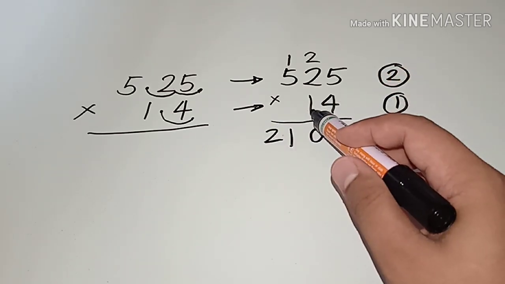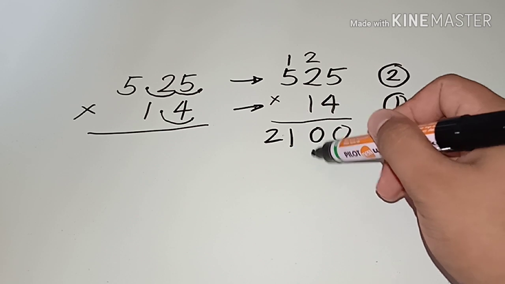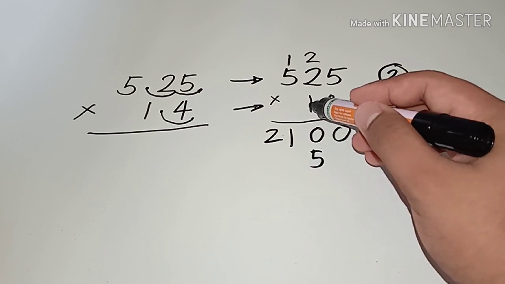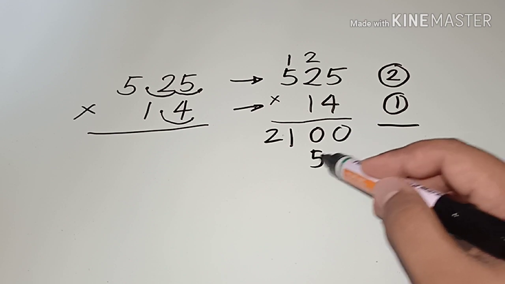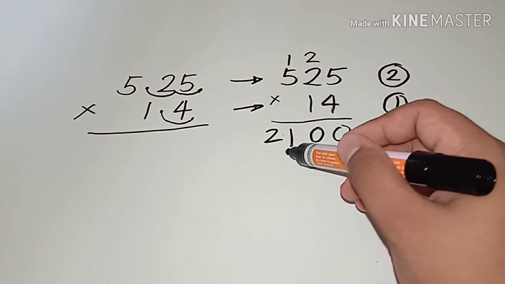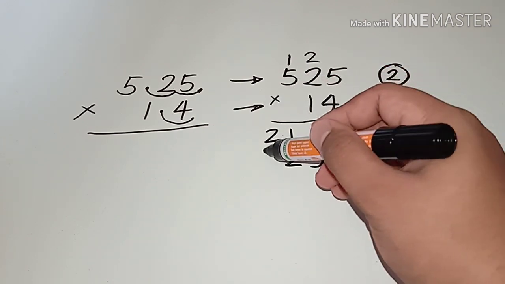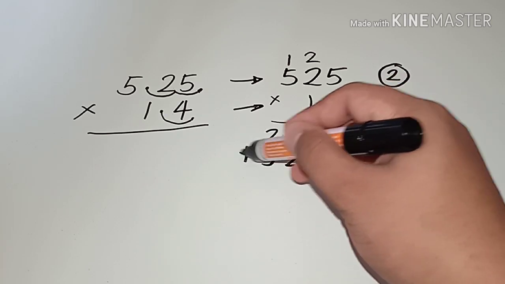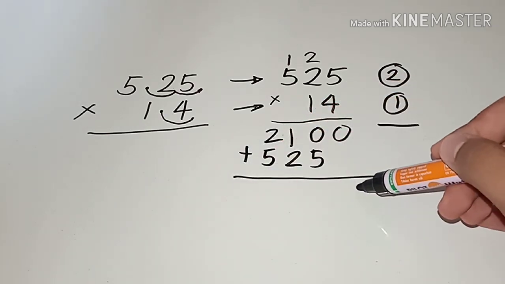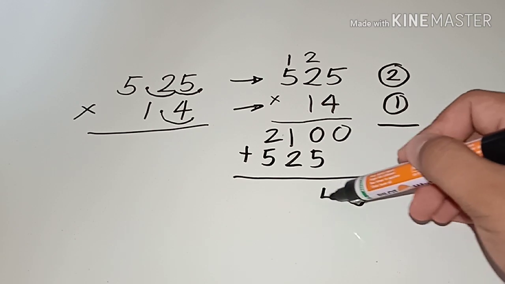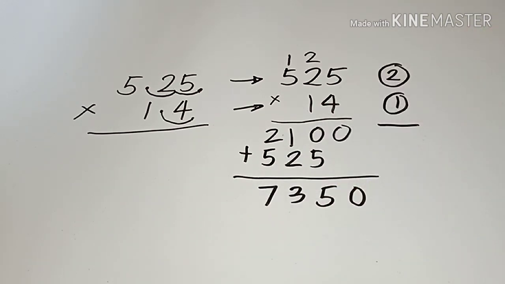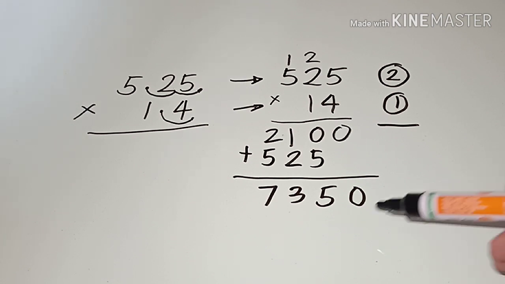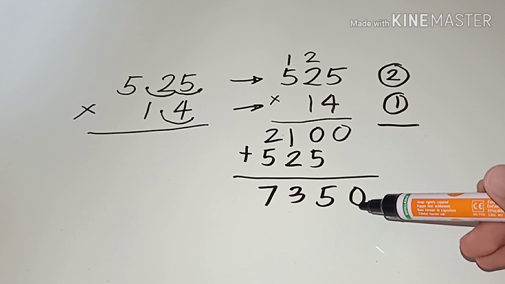Then let's move on to the tens place. 1 times 5 is 5. Since we are multiplying in the tens place, you also have to put it in the tens place. Do not put it here in the ones place. So 1 times 2 is 2, and 1 times 5 is 5. Then you just have to add those numbers. So you have 0, 5, 3, and 7. That means when you multiply 525 times 14, the product is 7,350.